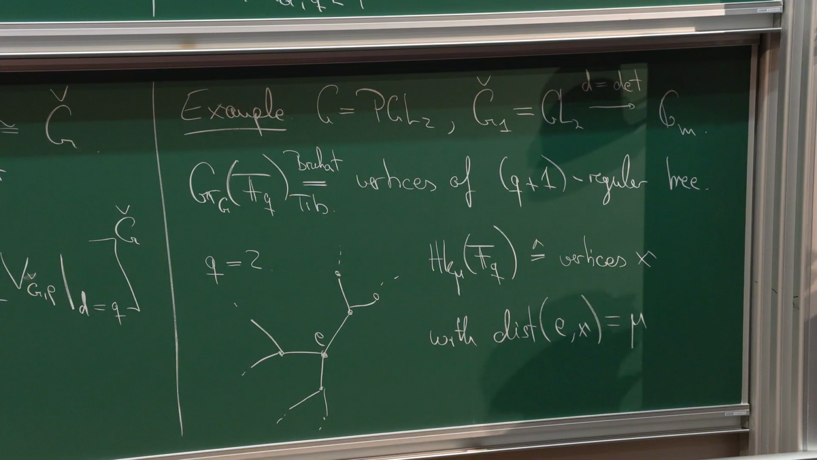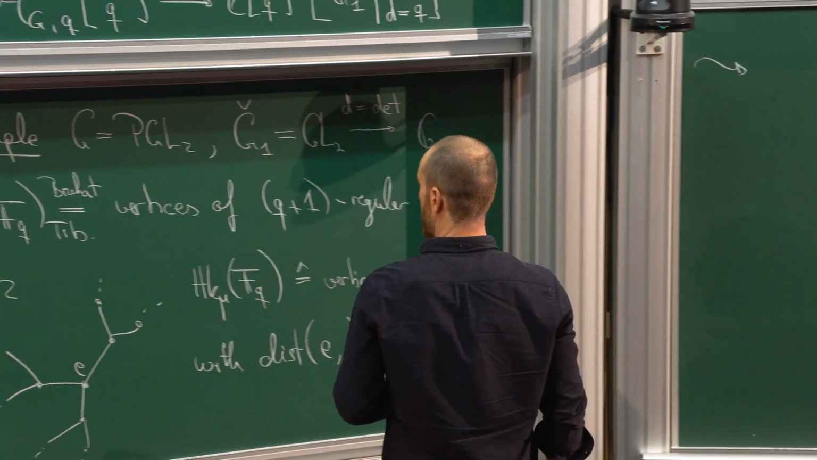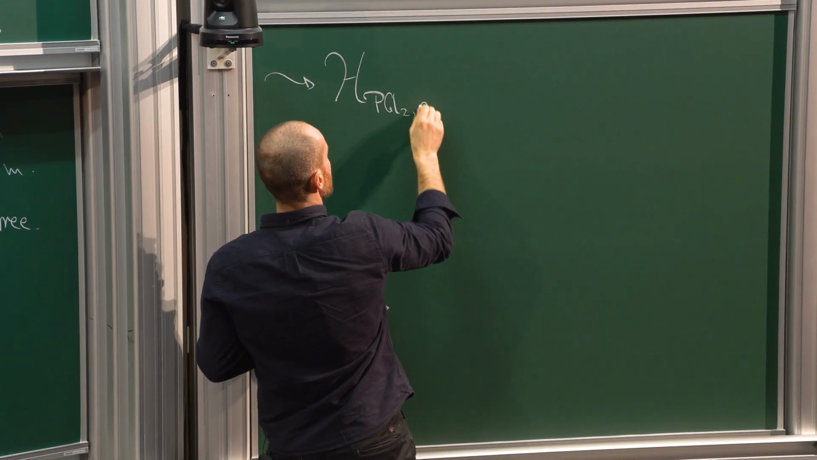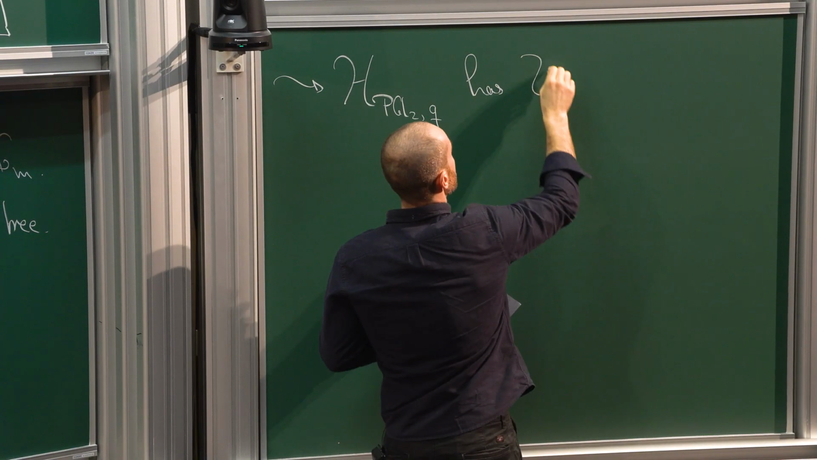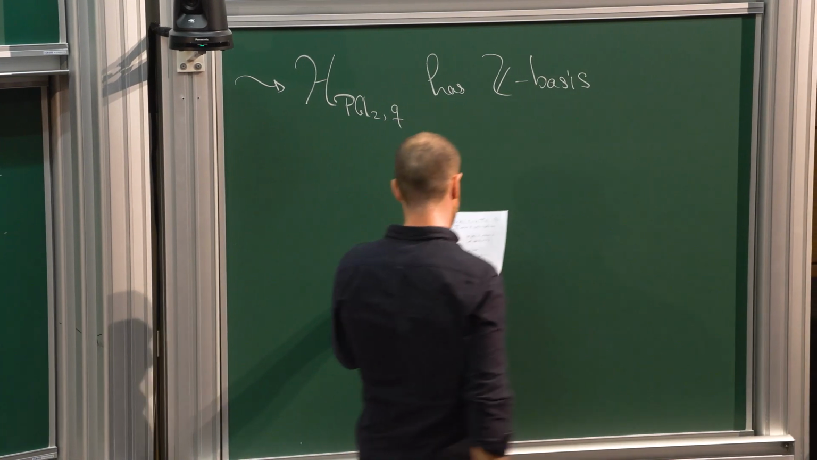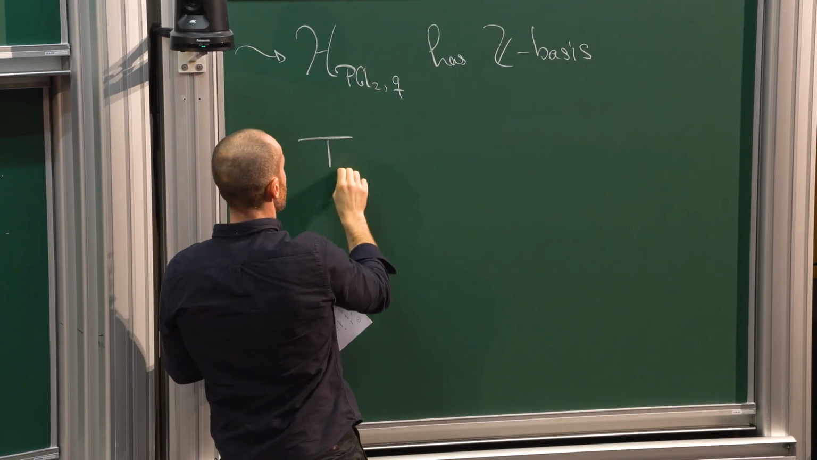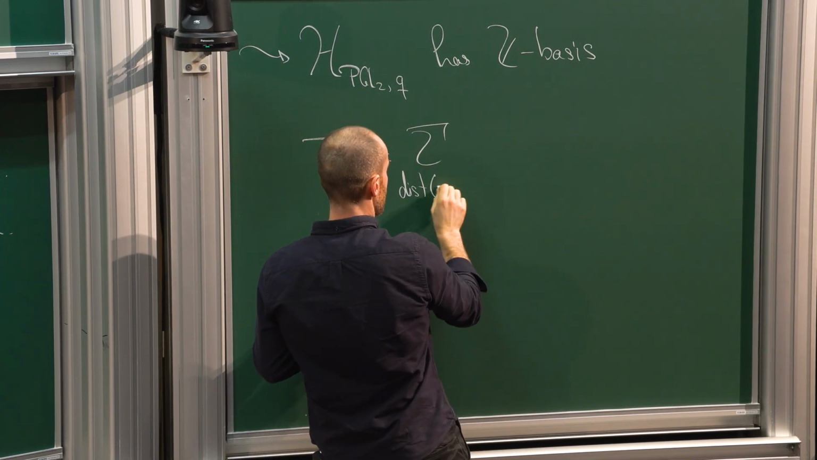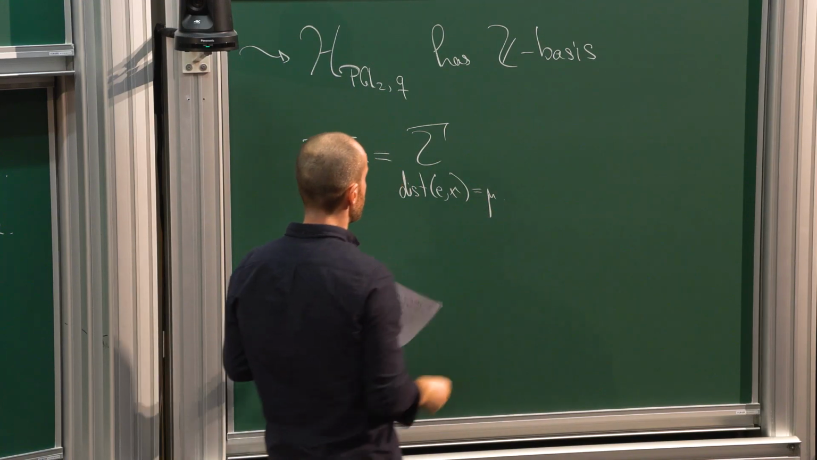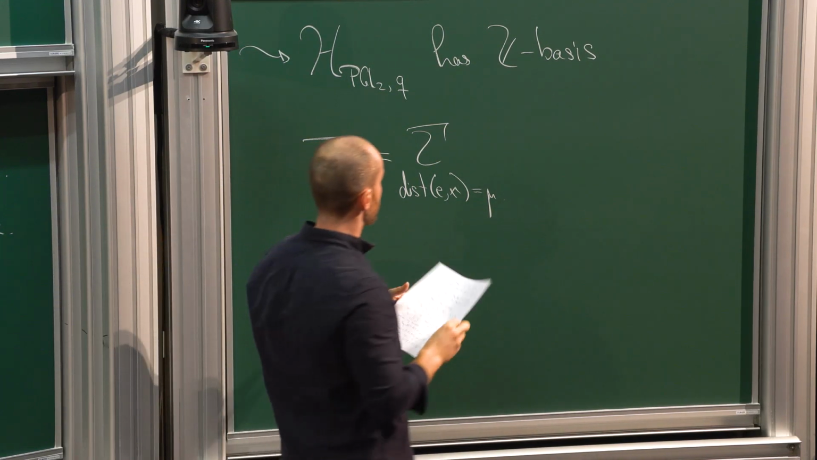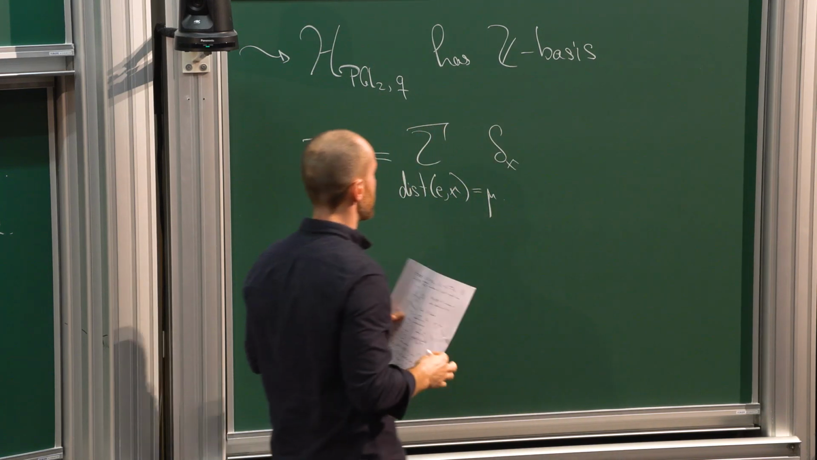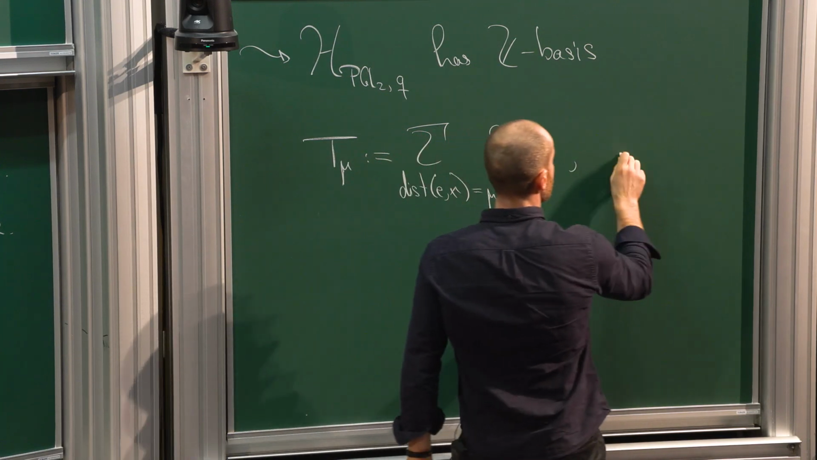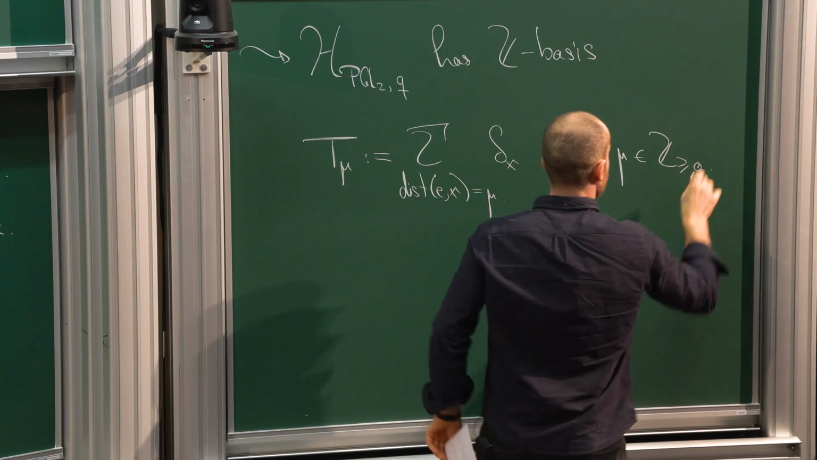And in these terms, we can write down a basis for this integral spherical Hecke ring. This has a Z basis given by the T mu's. So you sum over all vertices x with fixed distance mu, and delta x is the indicator function on the vertex. And mu is just a non-negative integer.